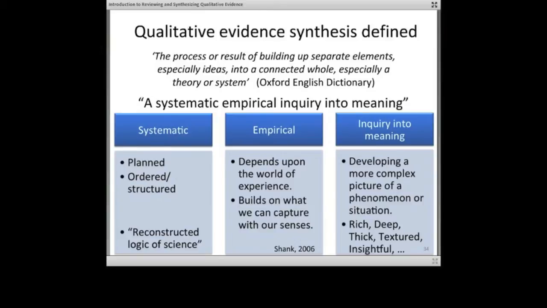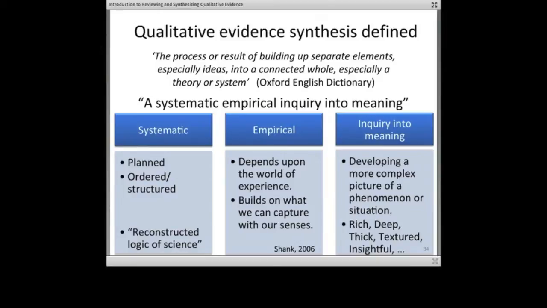It is systematic in the sense that qualitative evidence syntheses also have some sort of protocolized starting point. They're planned, they are ordered and structured. The process of conducting a qualitative evidence synthesis may not be as linear as a quantitative review, but what we do as an author is reconstruct that logic of science into some sort of linear report of what we've done. It's empirical in the sense that it comes very close to the original intention of the word empirical, which is that it depends upon the world of our experience. It builds on what we can capture with our senses, with all of our senses.